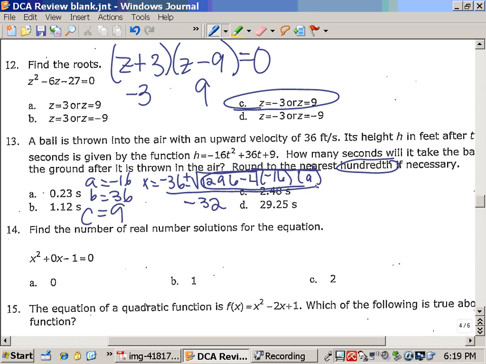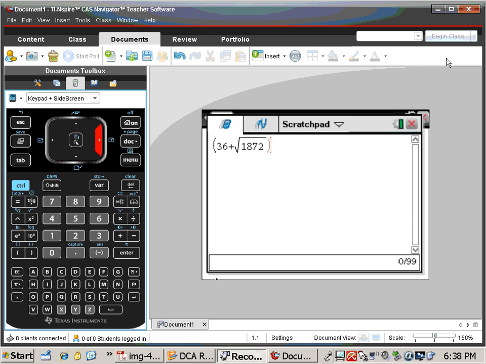The next thing I need to do is take the inside of this and put it into my calculator. And the discriminant is going to give me 1872. Next, I need to take -36 plus or minus the square root of 1872 and divide that by -32. Okay, you can see me typing this in my calculator and notice the parentheses. And now I'm going to divide by negative 32.